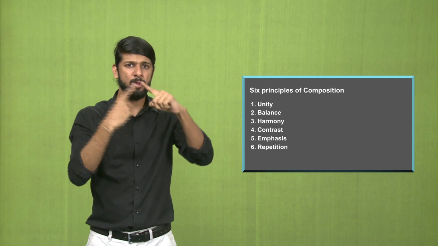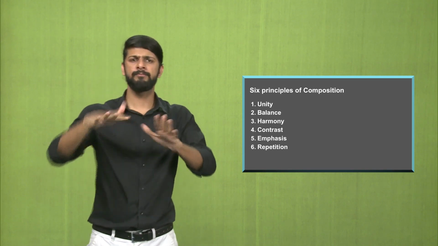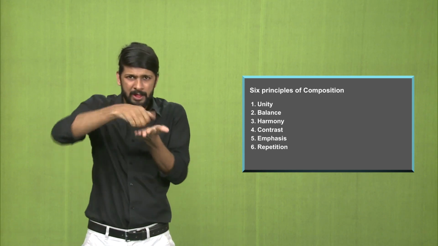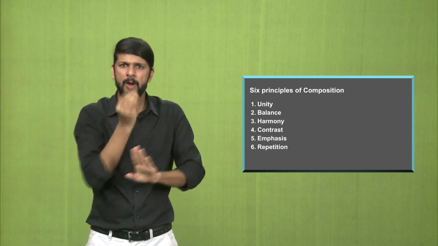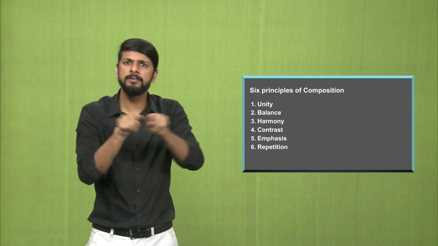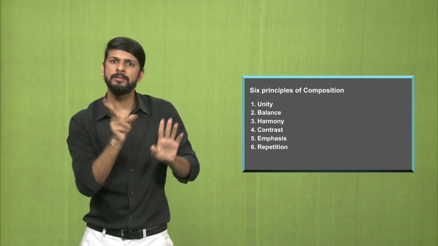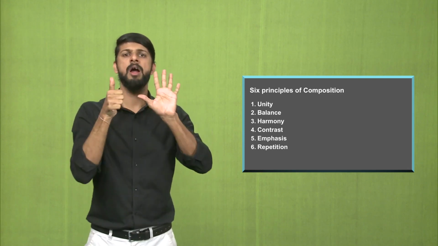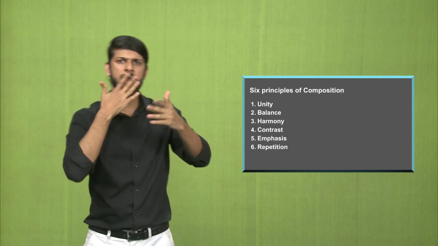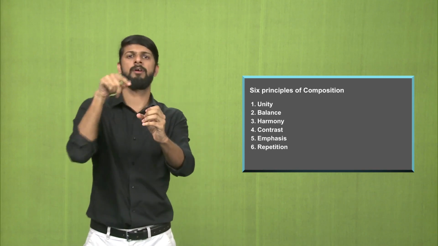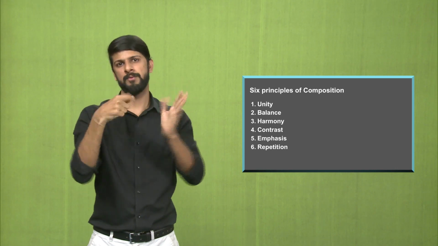And then we have repetition. Repetition is, as you see the border, the lower border, the flower motif has been repeated. That is called repetition. These are the 6 principles of composition: unity, balance, harmony, contrast, emphasis and repetition.